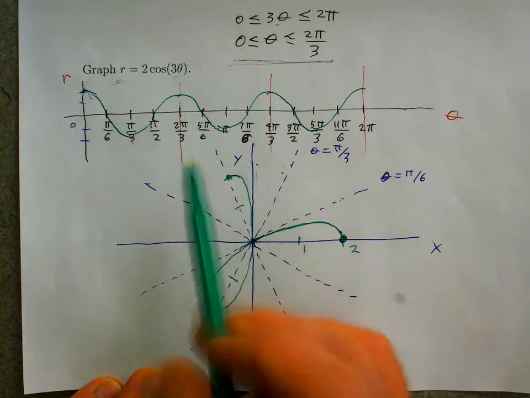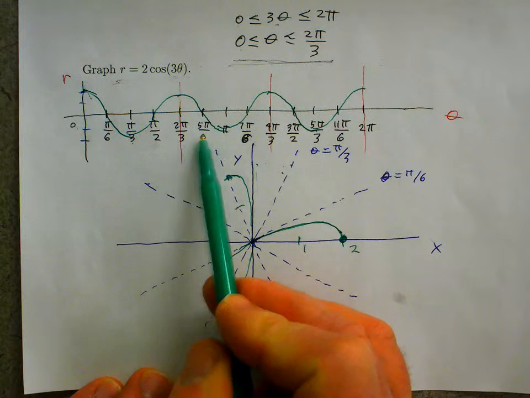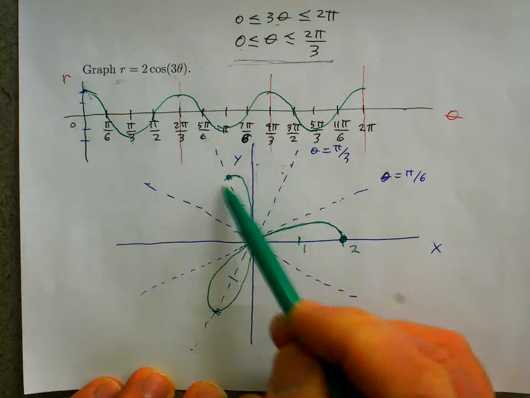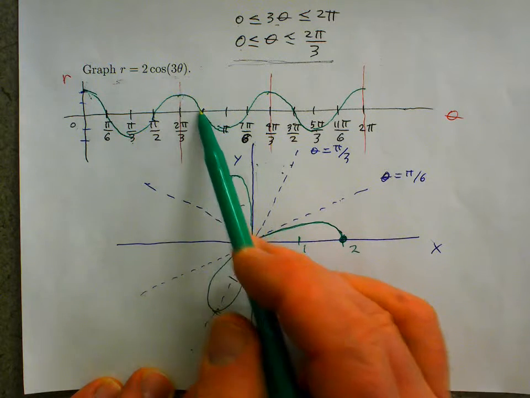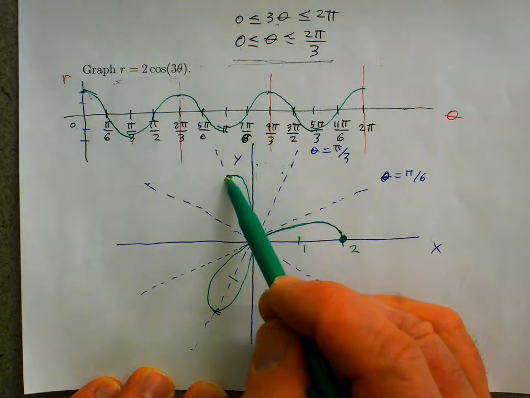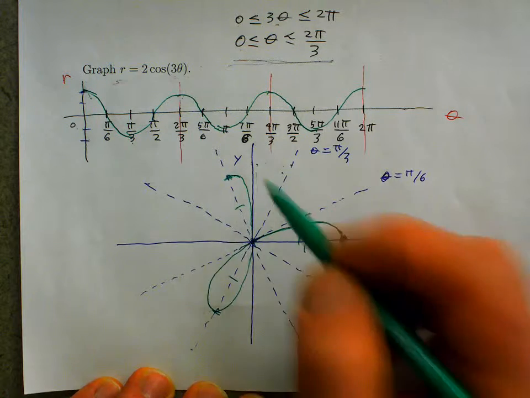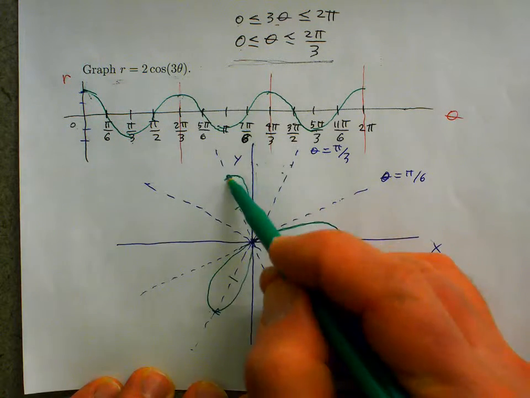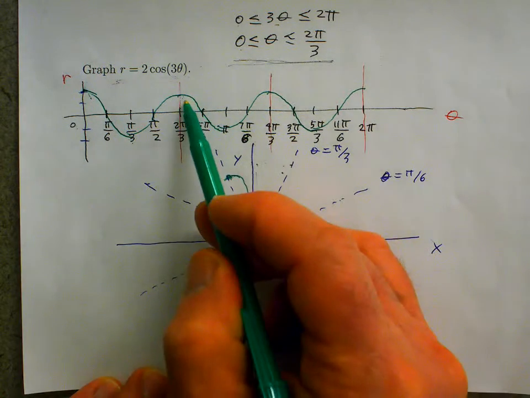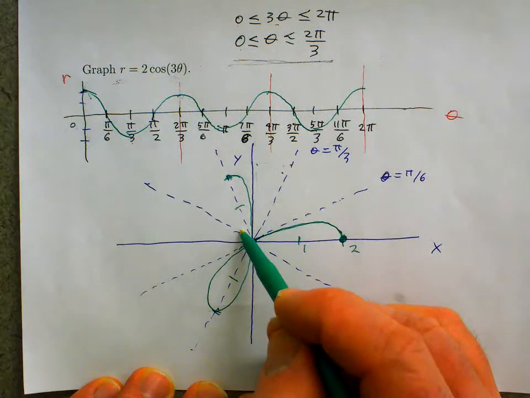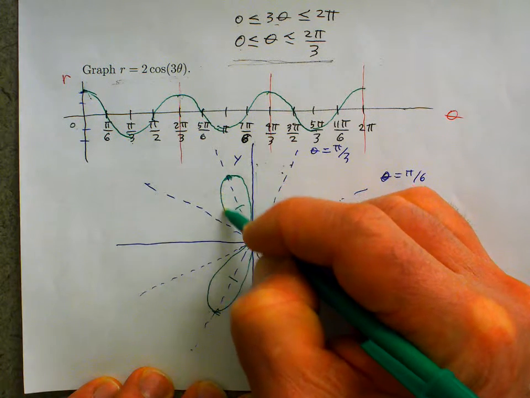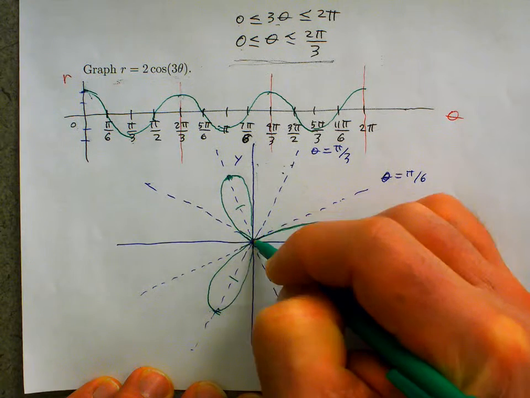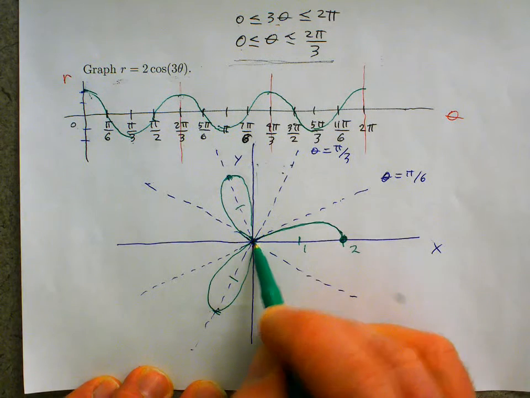Okay, then the next interval from 2 pi over 3 to 5 pi over 6, that's this interval, or this part of the plane. The r values are positive, so the graph will be in this region. They start out at 2, but then they get shorter, and then at 5 pi over 6, they're 0 again. So the graph will do something like this, and we're at 0.